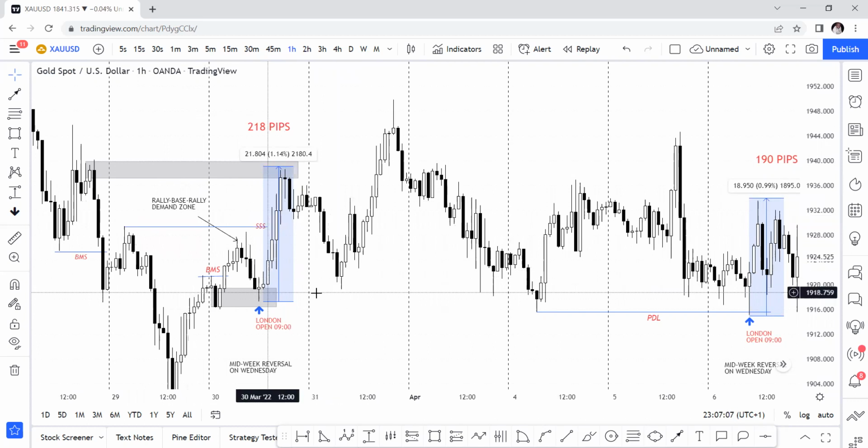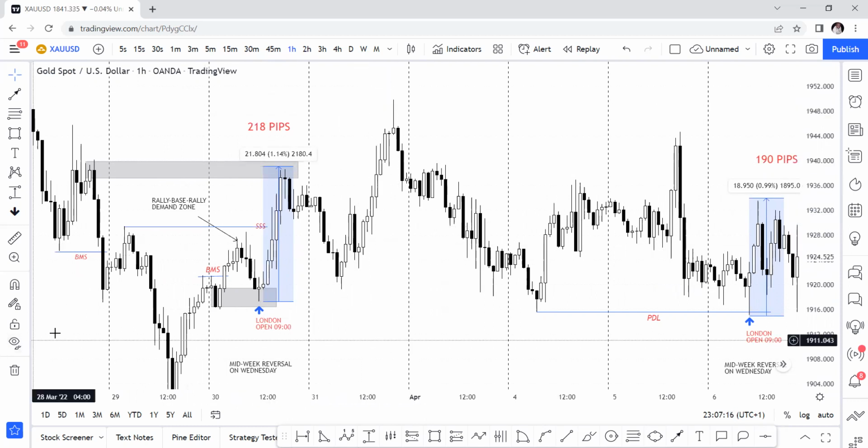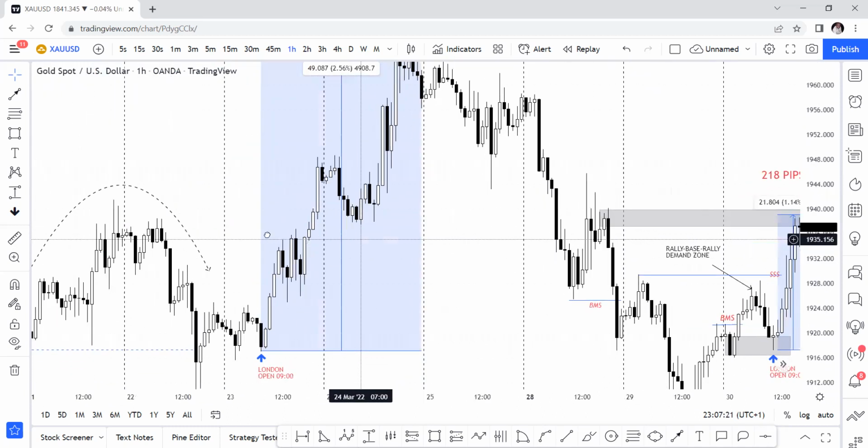Okay. It came back to cover up this place into this zone on Thursday. Yeah, on Thursday. Then you see a big push there. That's London move higher. That's almost about 218 pips there.